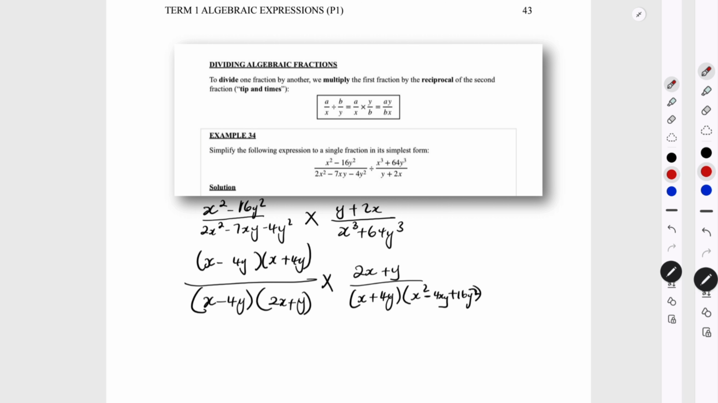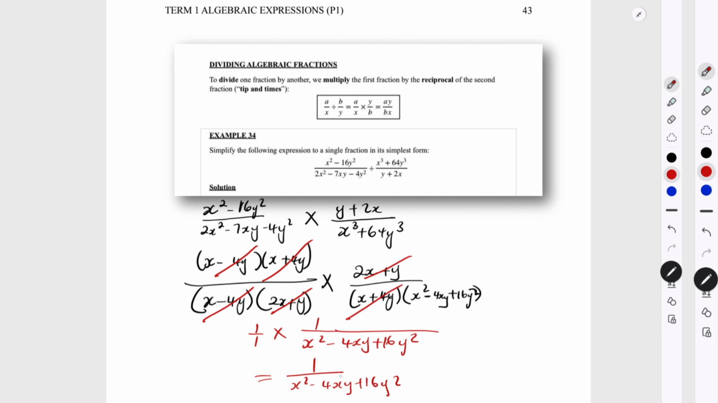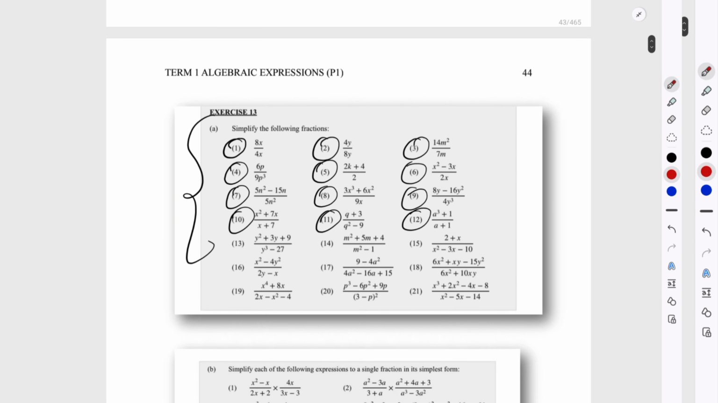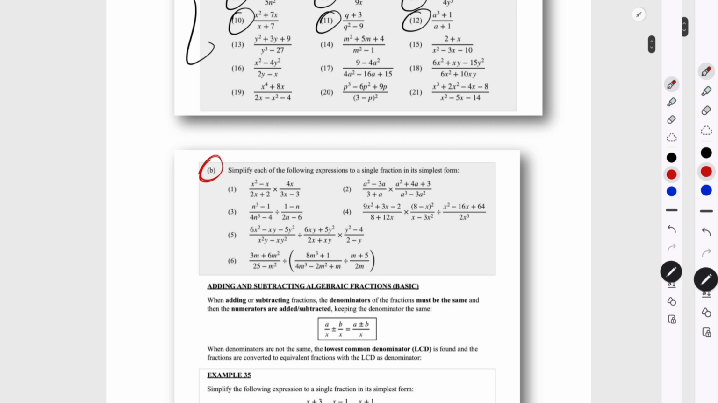Remember, we want a lot of cancellation to happen. This will cancel that. This one will cancel that one. And then this one will cancel that one. So this side I'm having 1 over 1 times 1 over x squared minus 4xy plus 16y squared. At the end, this will give me an answer of 1 over x squared minus 4xy plus 16y squared. That becomes your answer. Once you are done and you understand this one, you will go and try number B of the exercise.